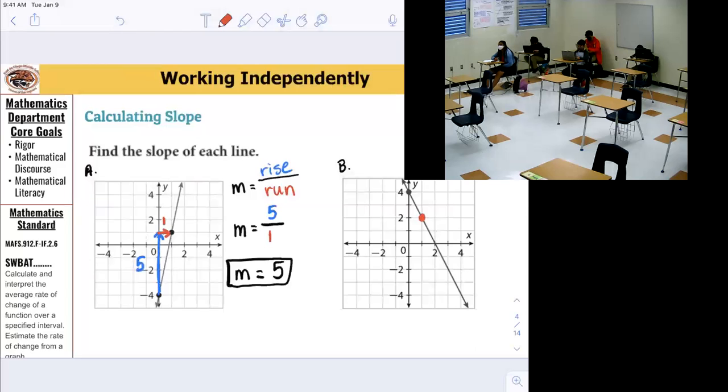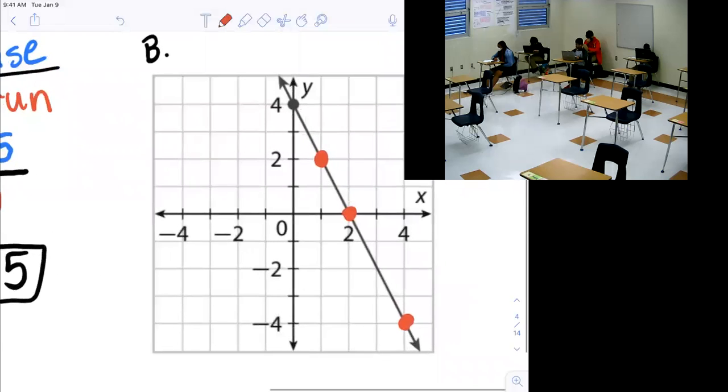2, 0. Very good. That's one. Can anyone give me one more? 4, -4. Beautiful. So what Juan is doing there, and what I want you guys to get in the habit of, is in order to find the point, what you're looking for is a place where that line passes perfectly through the grid.